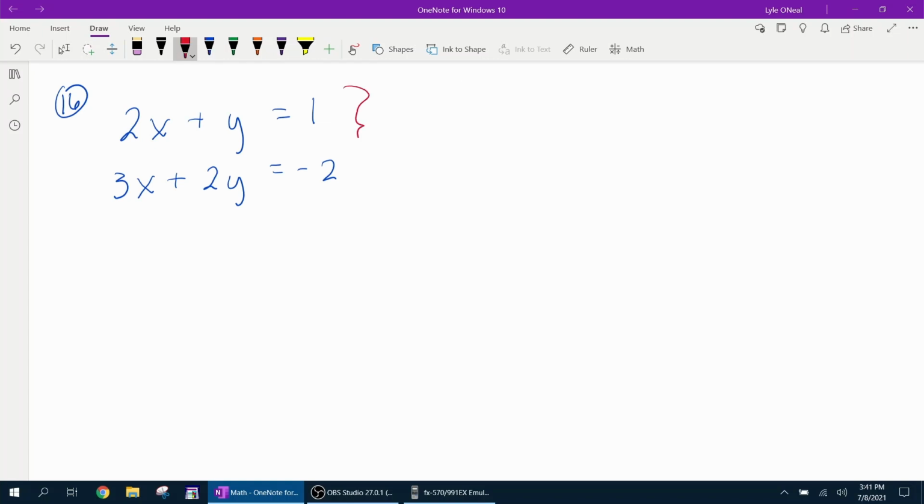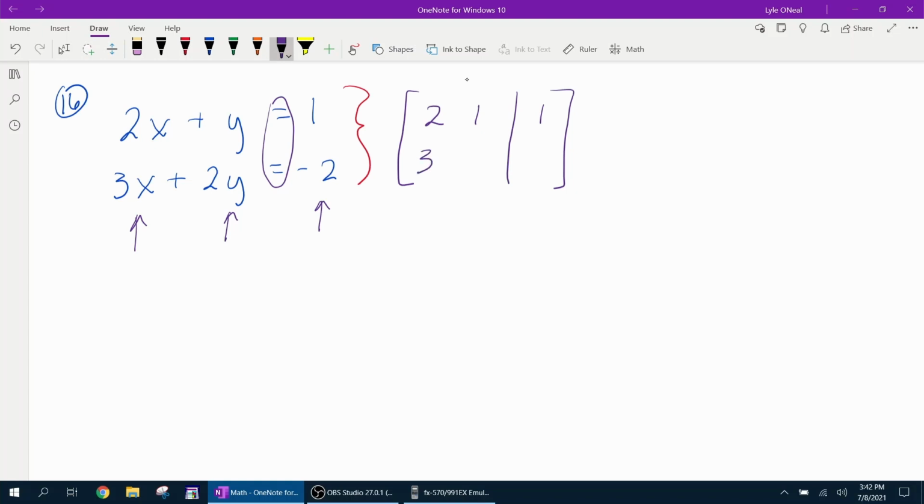So the first step in the process is to convert the system of equations into a matrix. So we're going to start with our brackets. We've got our vertical bar that represents the equal signs. The variables are lined up and on the left. So this is ready to be translated into a matrix. The first row would be 2, 1, and 1. And the second row would be 3, 2, -2.